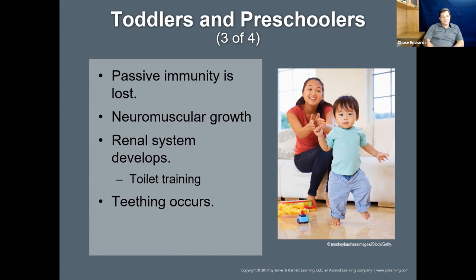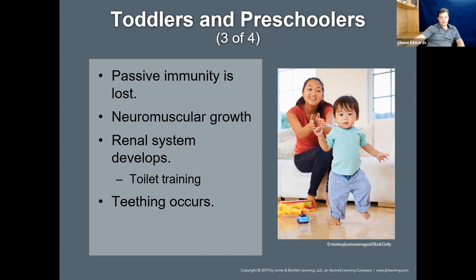So playing places stress on the muscles and bones and increases muscle and bone density. So the more they play, the healthier their bones and muscles are going to be. So get them out there, helicopter mom. Get them out there.